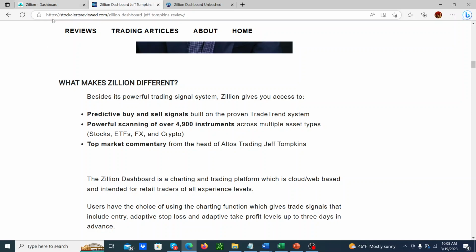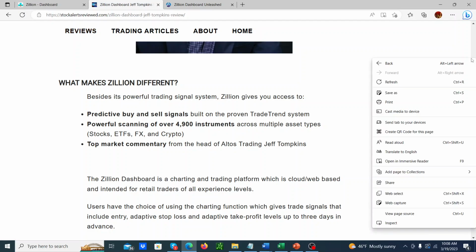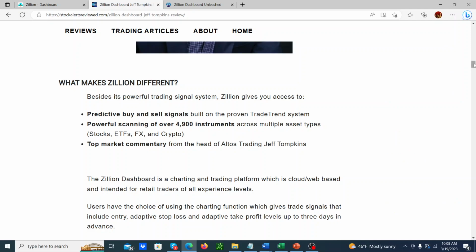And so what makes it different from a lot of the other stuff out there is that they have a way to basically narrow down all of the thousands of stocks and ETFs and everything out there down to just a handful that have the highest probability of success.